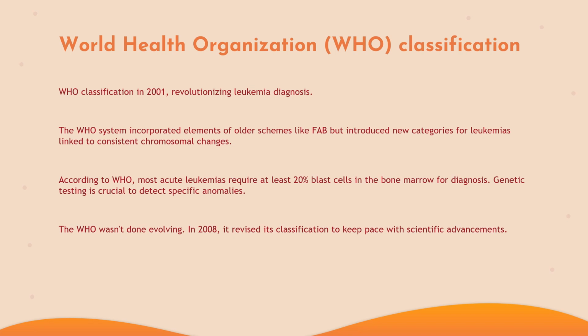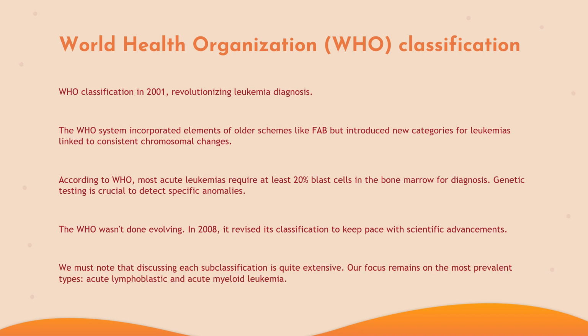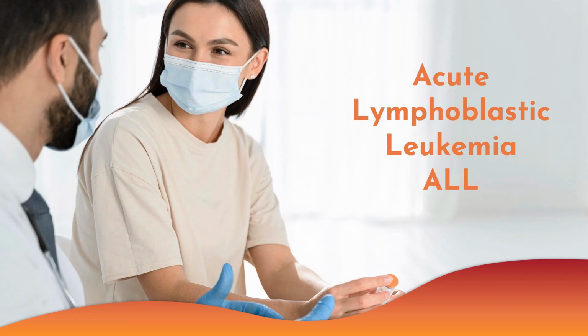The WHO wasn't done evolving. In 2008, it revised its classification to keep pace with scientific advancements. We must note that discussing each subclassification is quite extensive. Our focus remains on the most prevalent types, acute lymphoblastic and acute myeloid leukemia. Now we're diving into acute lymphoblastic leukemia, or ALL.